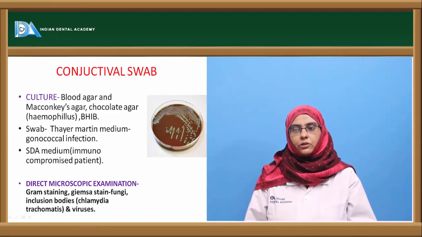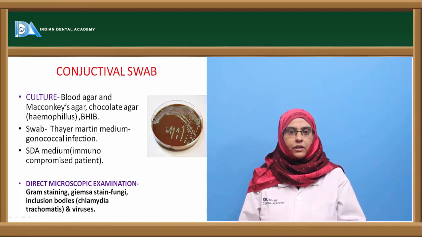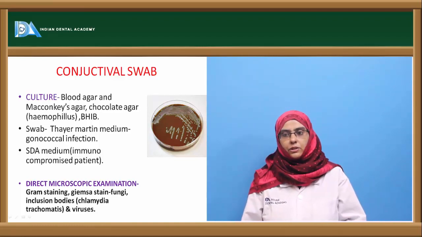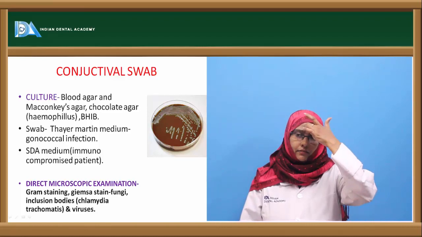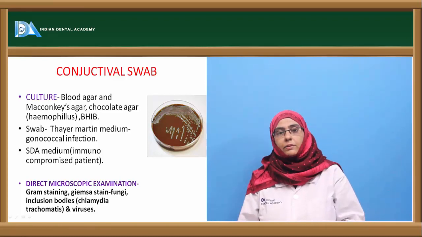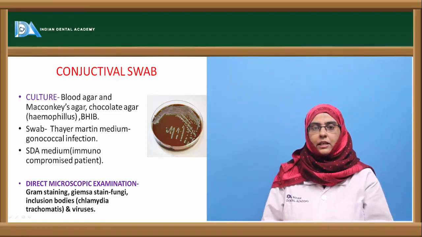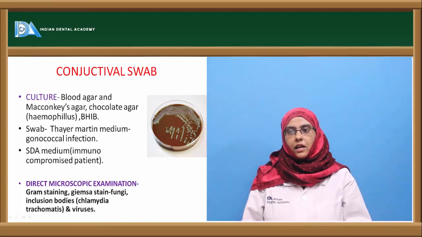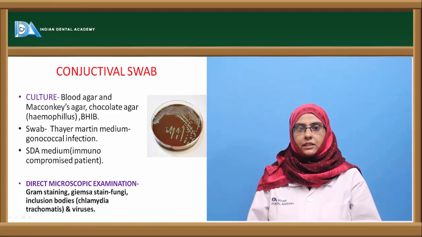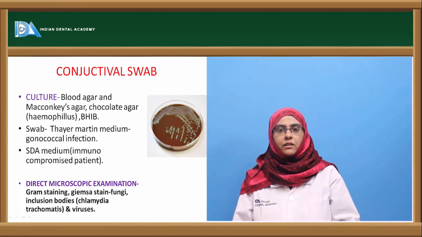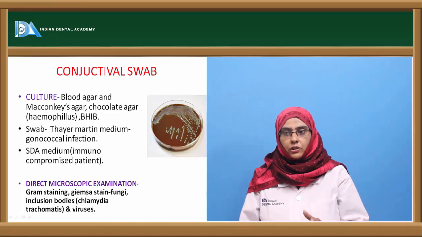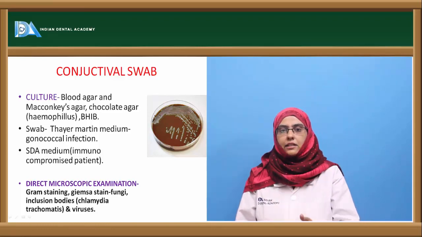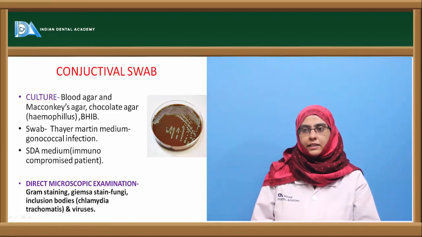Now the direct microscopic examination. Here again you can go for Gram staining for identifying gram positive or gram negative organisms associated with them, and Giemsa staining for fungi, and sometimes you can also see the inclusion bodies present in the organism with the help of this Giemsa staining. Viruses can also be seen, as there are some viruses that cause giant cells to develop. With the help of different techniques you can identify the giant cells under direct microscopic examination.